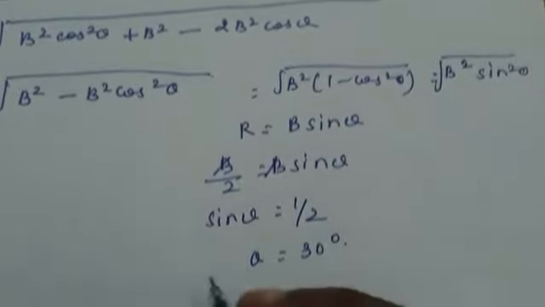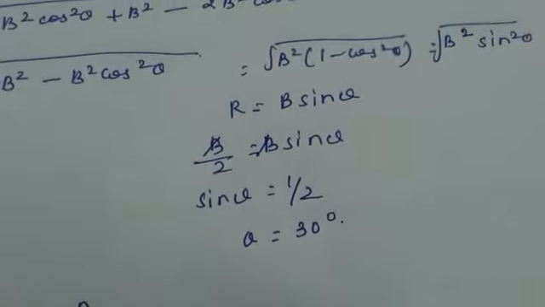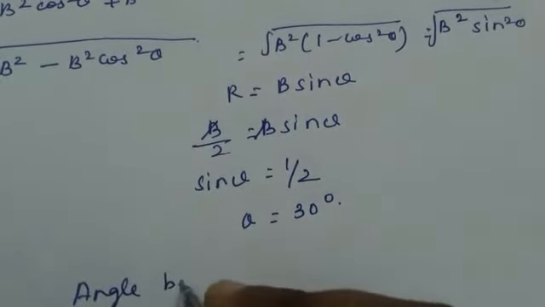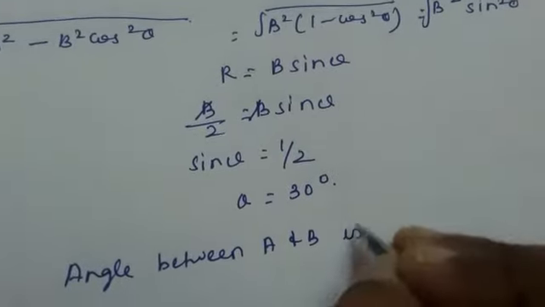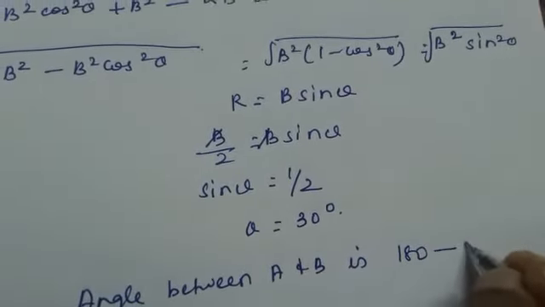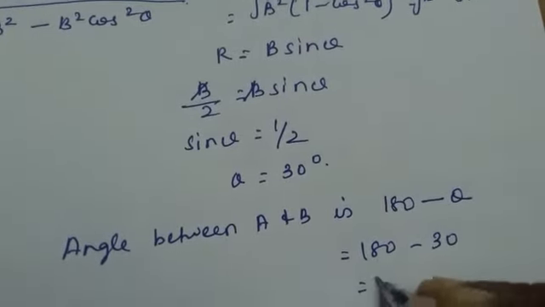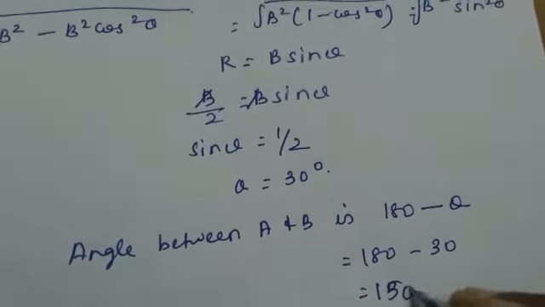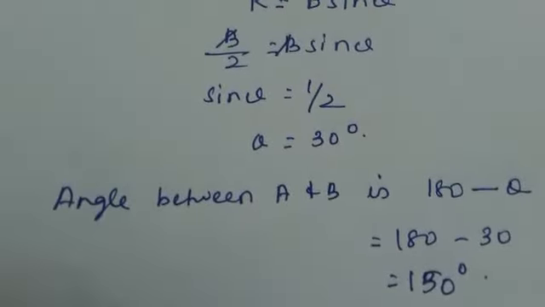Now what is the angle between A and B? The angle between A and B is 180 minus theta. So that is 180 minus 30, which is equal to 150 degrees. That is the angle between A and B.